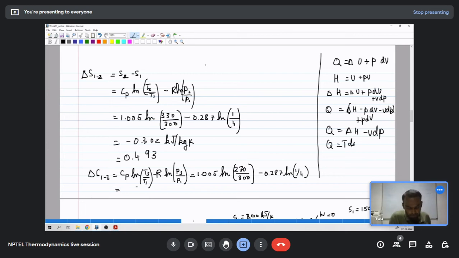So this is 0.292. So this is also positive, 0.292 kilojoule per kg Kelvin. So that means the total entropy is equal to delta S 1 2 plus delta S 1 3, and that will be around 0.786 kilojoule per kg Kelvin. From this, since the sign is positive, I can say that the system is possible.